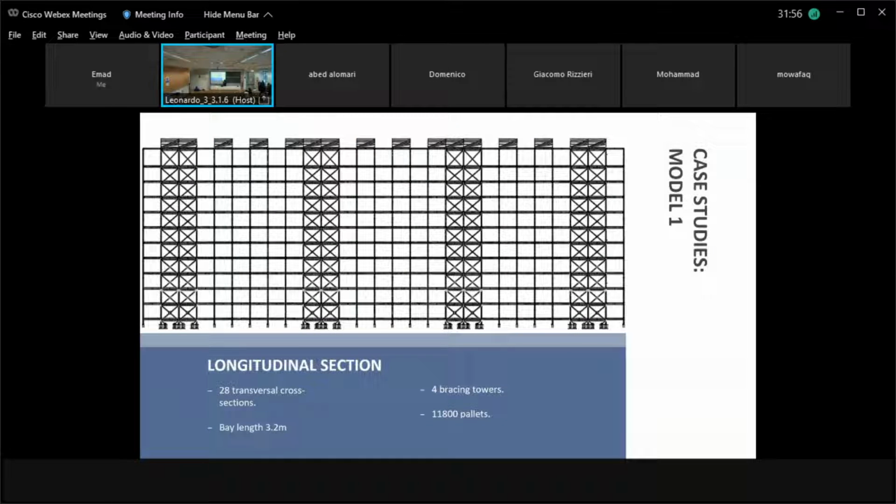Moving to the longitudinal section, here we can see the longitudinal section. It composes of 28 transversal cross sections, and the bay length is 3.2. We have 4 bracing towers and 11,800 pallets.